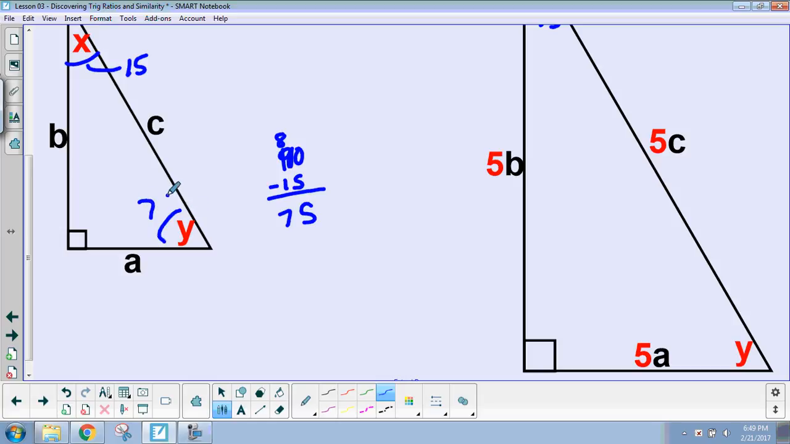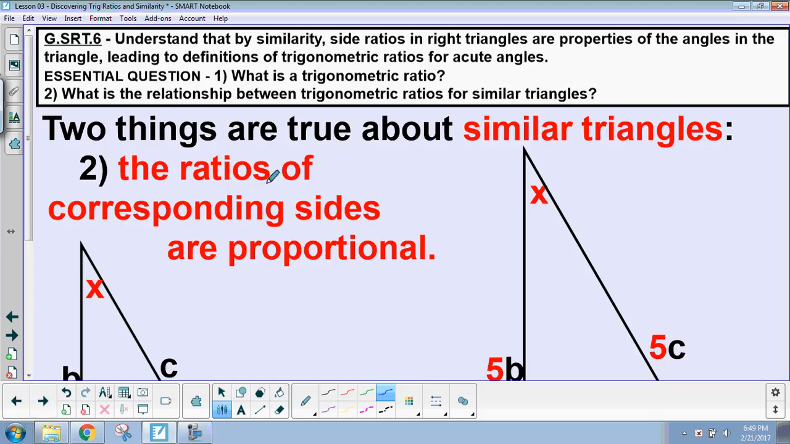Okay? Another concept, the ratios of the corresponding sides are proportional. We proved that a couple slides ago. If we were to stack these sides up, they would equal the same.